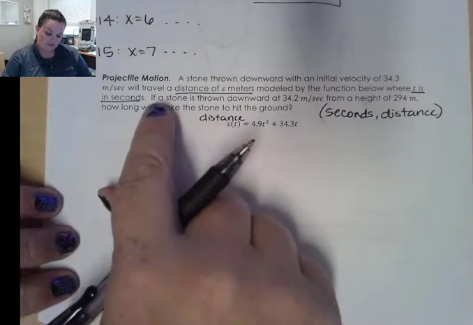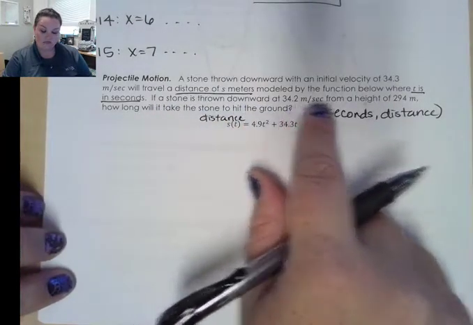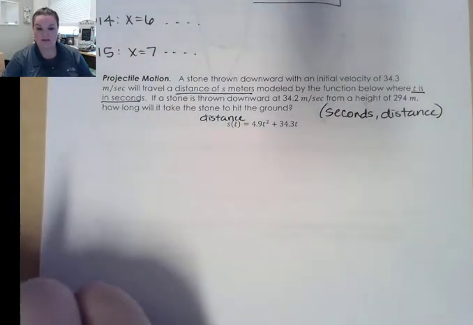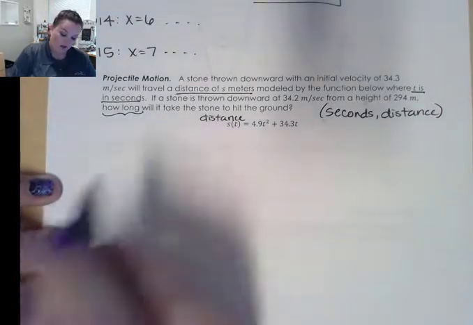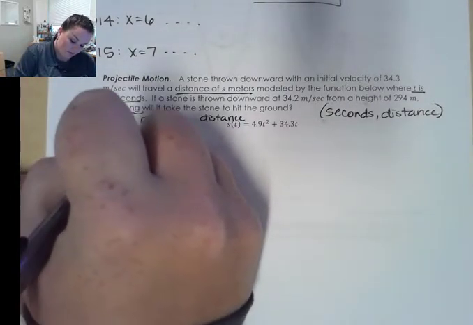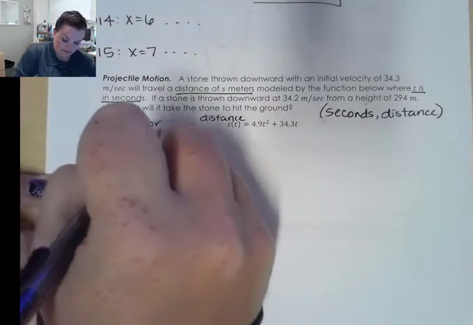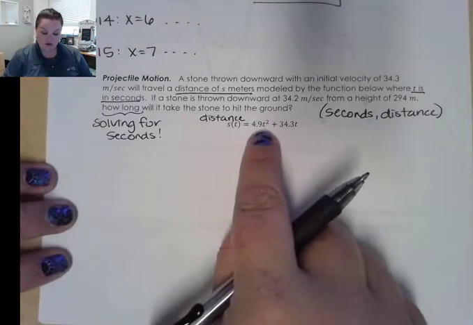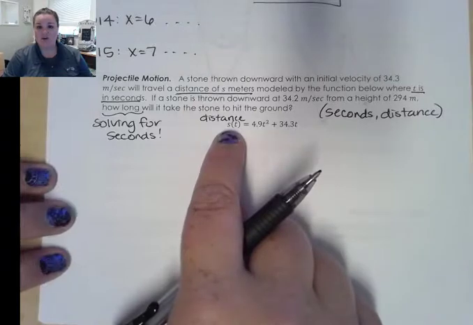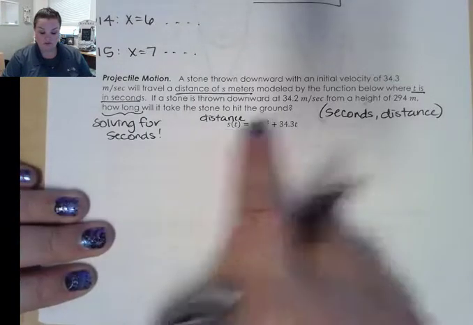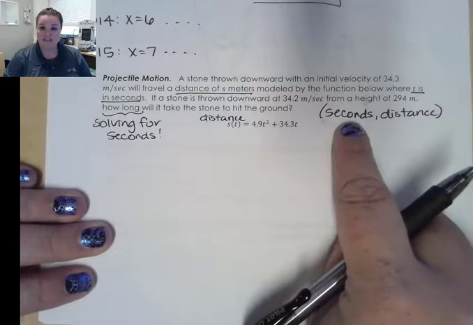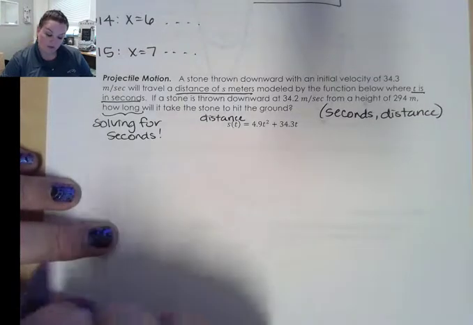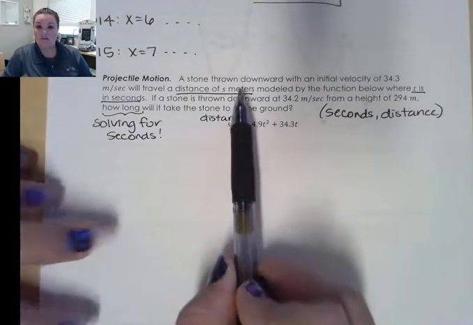Okay, it says if a stone is thrown downward at this rate from a height of 294 meters, how long will it take the stone to hit the ground? Now the fact that it's asking how long, that means we are solving for seconds. Okay, we need to know how long. We're looking for t. Now if we are looking for t, we should know the distance. They're not going to give us a problem where we don't know one or the other. So if they want us to find distance, they're going to give us the seconds to plug in. If they want us to find the seconds, they're going to give us the distance to set it equal to.